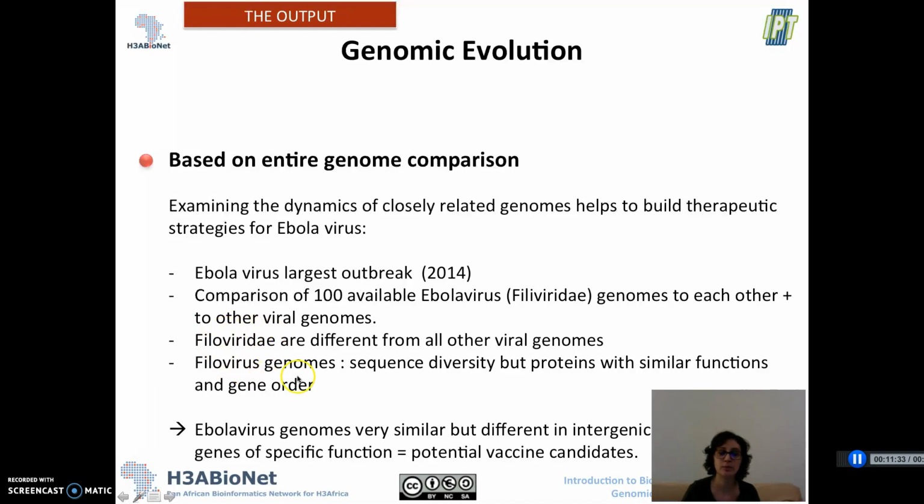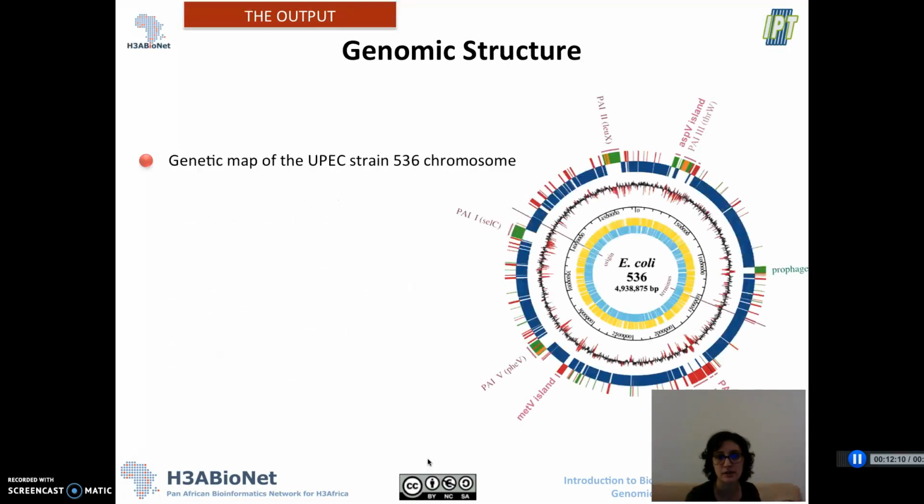Then, if you perform comparisons within that group, you can highlight sequence diversity with similar function. This kind of comparison, within the group and between different groups, allowed the researchers to say that Ebola virus genomes had very similar sequences in general, but differed in terms of intergenic regions and genes of specific functions, and this pointed to potential vaccine candidates. This highlights the importance of performing these kinds of comparisons.